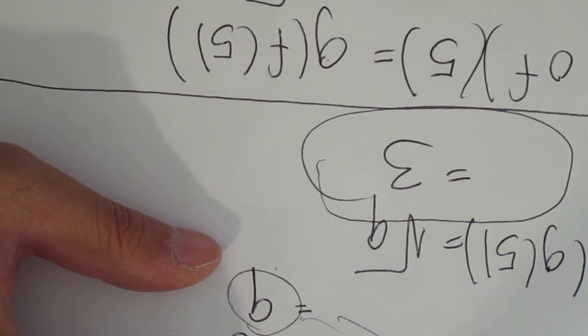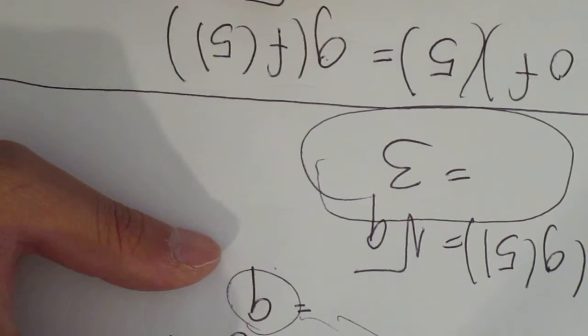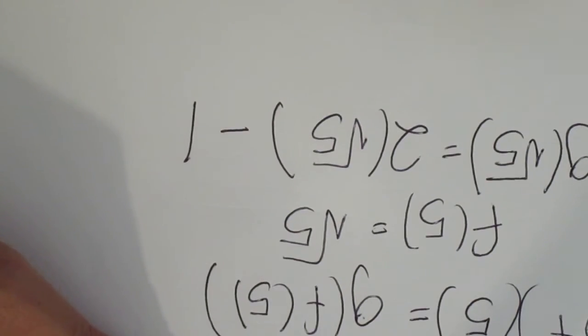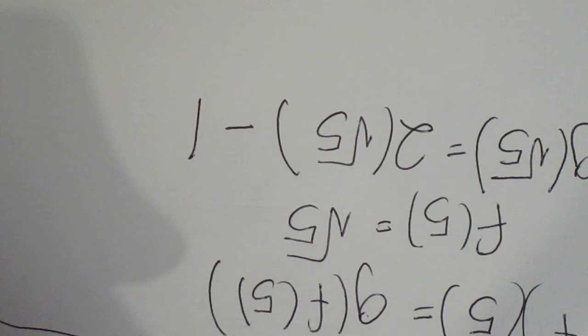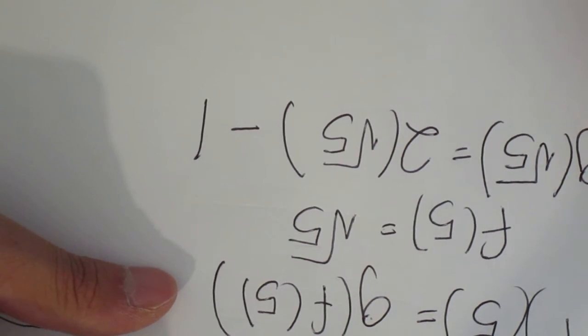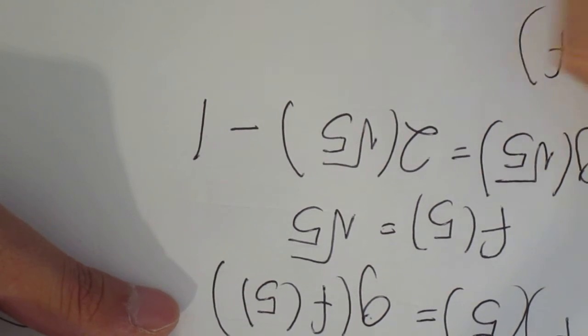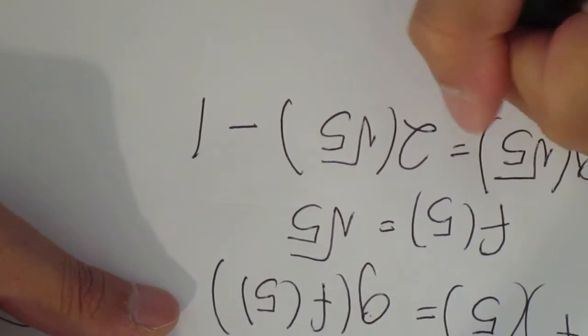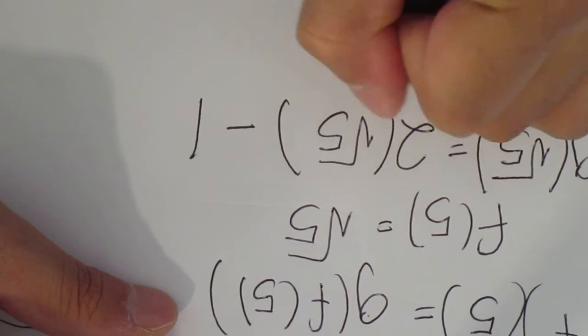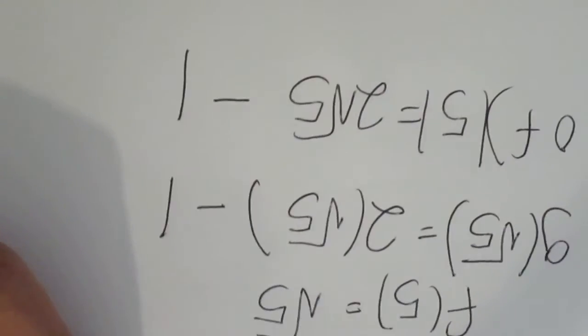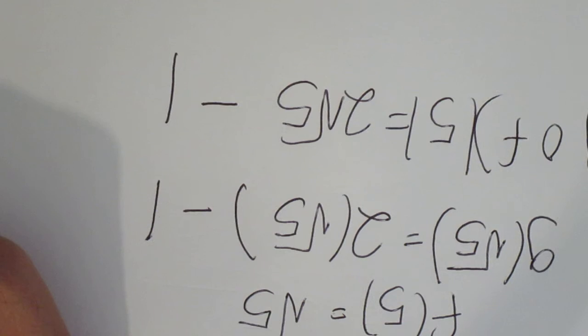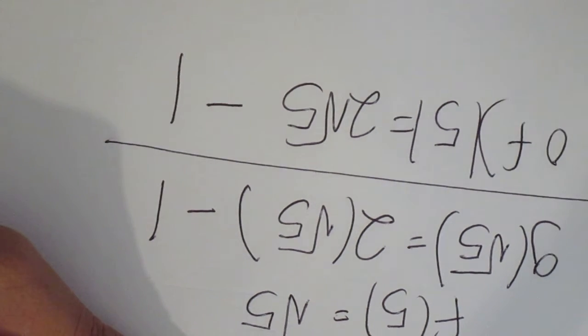So 2 times square root of 5 minus 1. And so your final answer is g of f of 5 equals 2 root 5 minus 1, because it cannot be simplified. That's the simplest it can be. So that is your final answer.